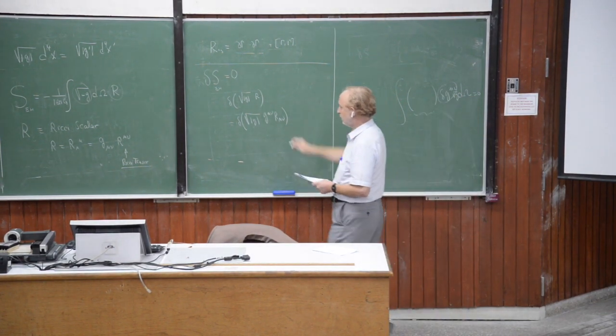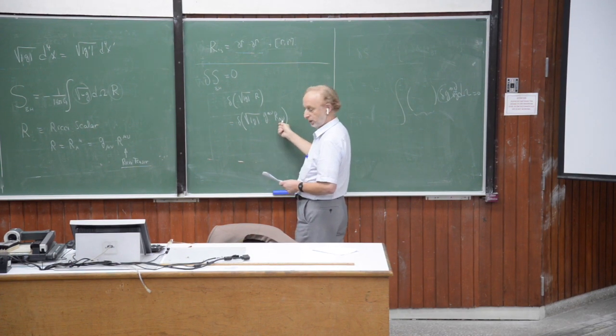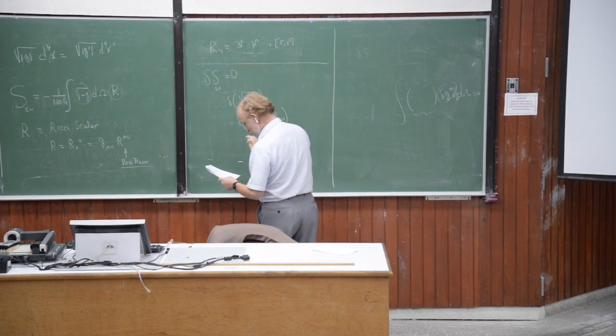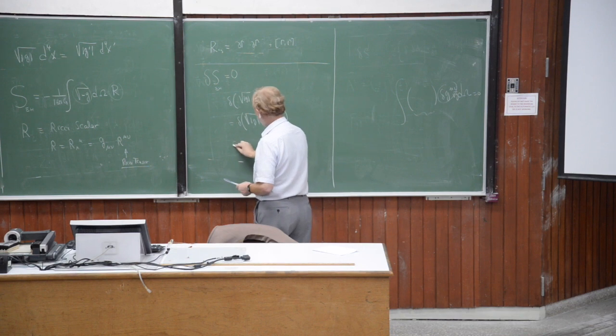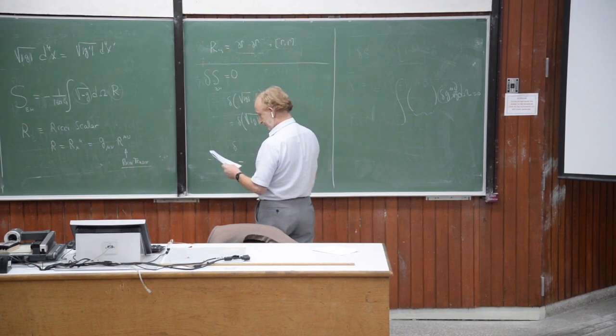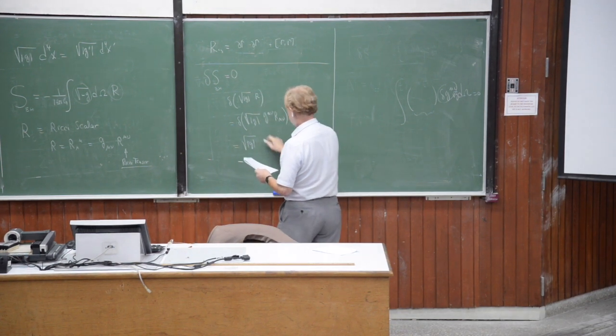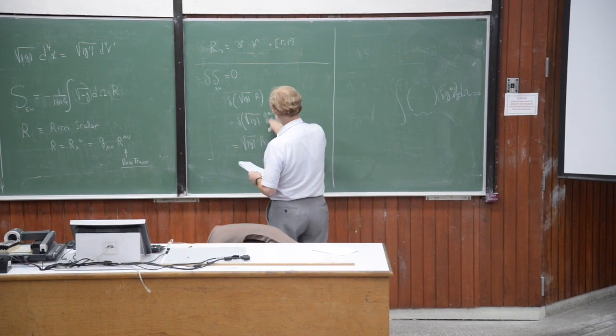Fine. Here I have 3 terms: one from here, one from here, one from here. Okay, so let's just do one at a time. So delta, excuse me, so this is equal to root G R mu nu. Let me write it with mu nu here.